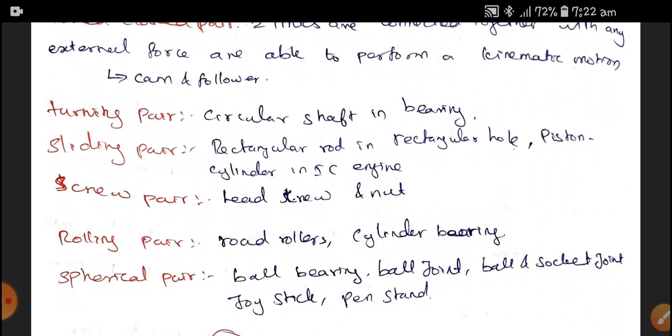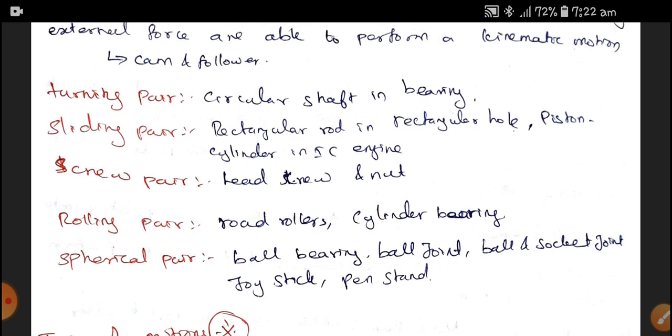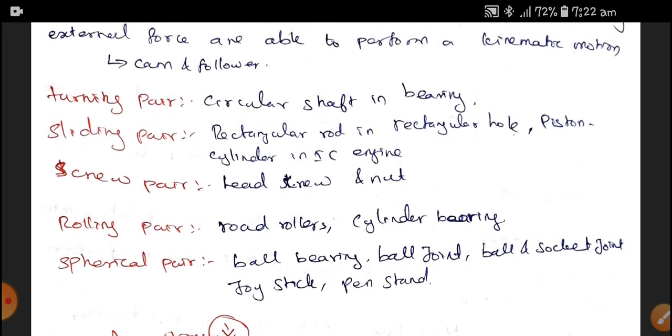Piston cylinder arrangement in the IC engine is a sliding pair. Screw pairs are lead screw and nut. Lead screw and nut in the lathe machines are the screw pairs, or a screw jack is made up of a screw pair. Rolling pair: road rollers in the road, and cylindrical bearings are the rolling pairs. Cylindrical bearings, needle bearings, taper bearings, all are a rolling pair.